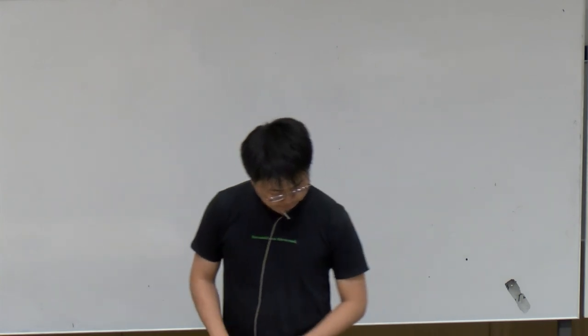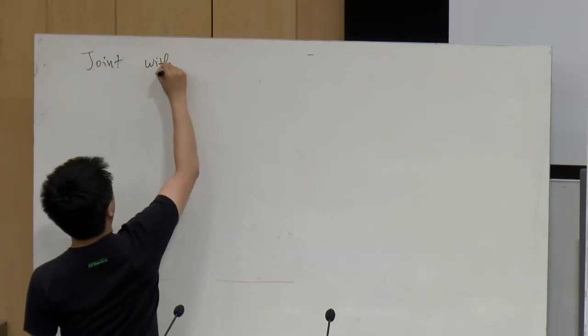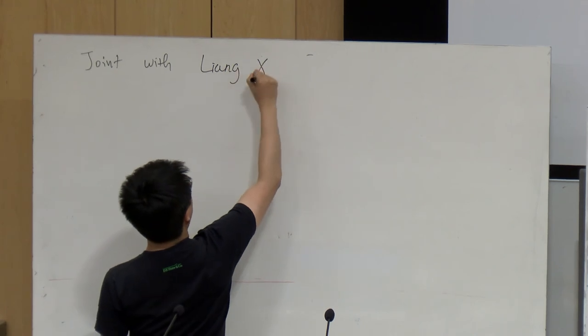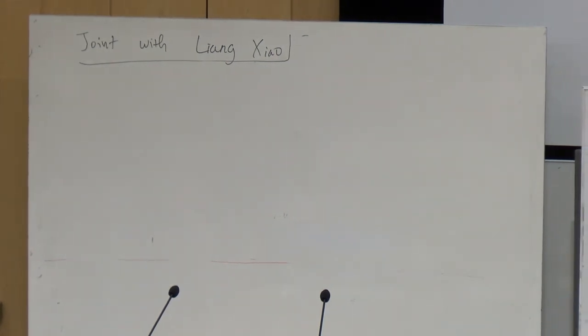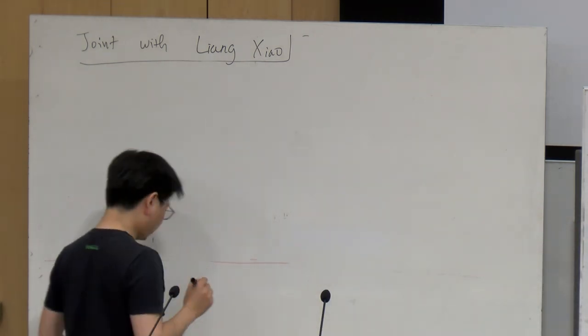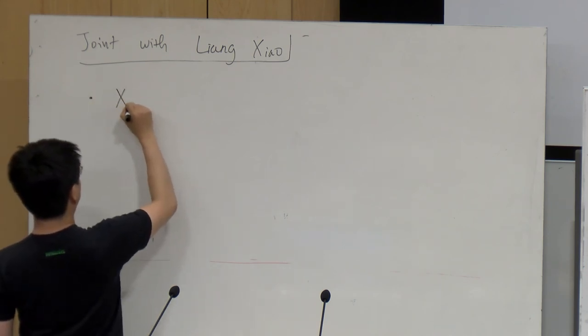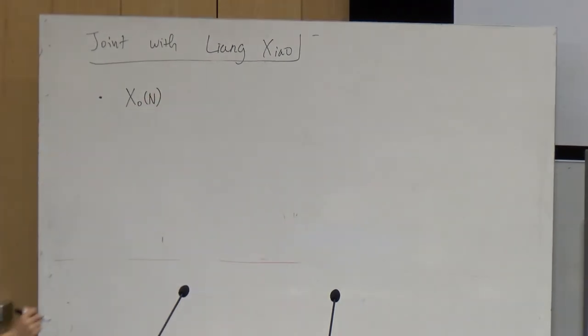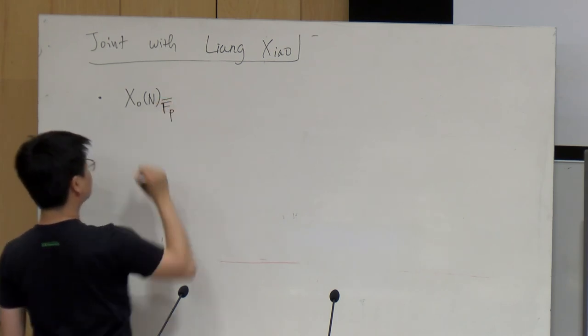So, the motivation. First, it's a joint work. I will first mention a little bit about the motivation of this work. There are basically two motivations. The first one is the number theoretic origin. Suppose I am given a modular curve. You can take its mod p fiber.